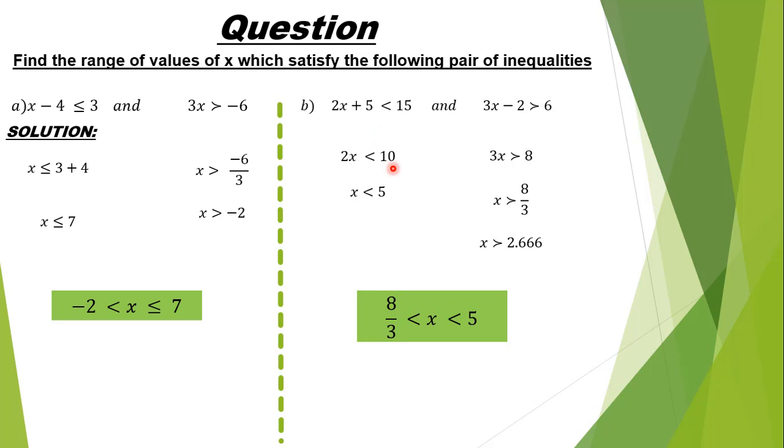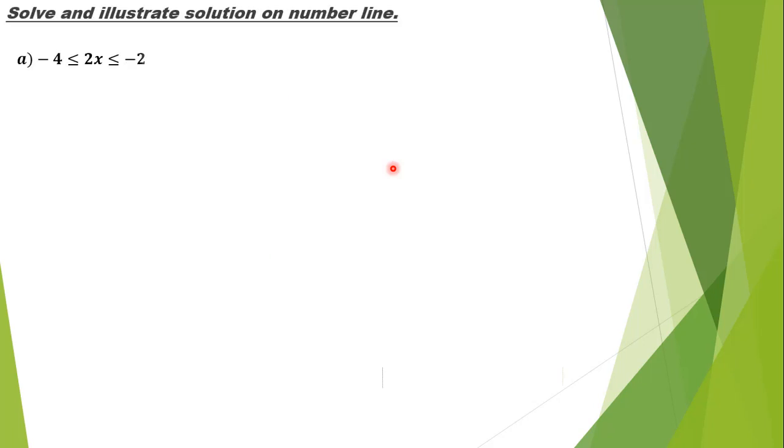Let us further explore the same concept, how we can solve simultaneous linear inequalities if the questions are given like this. We have minus 4 is less than or equal to 2x and 2x is less than or equal to minus 2. Just remember, students, if you are given a compound inequality like this, divide it into two separate inequalities: minus 4 is less than or equal to 2x, and 2x is less than or equal to minus 2.